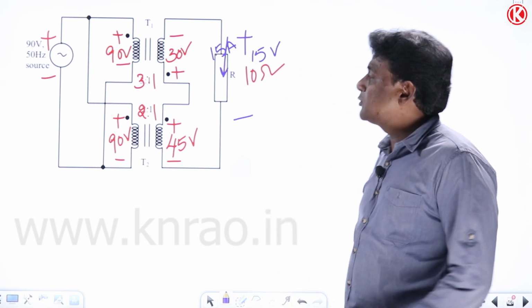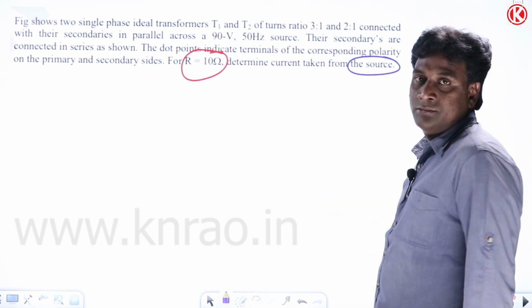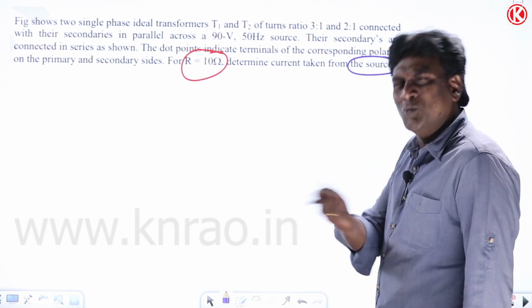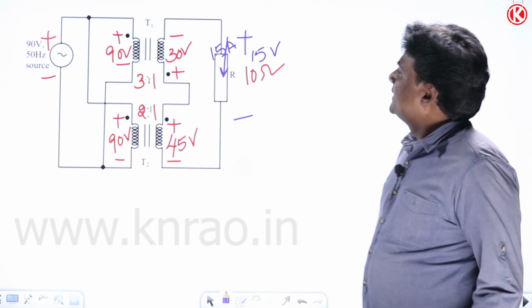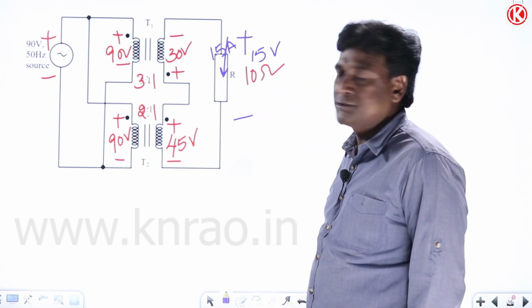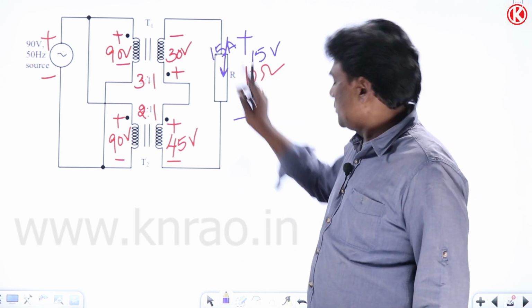Okay. Now, what was the question asked? Determine the current taken from the source. Okay. Means in shortcut also we can do it, because we know that. Otherwise, in detail also we can do it. Let us see. See here, if it is 1.5 amperes, 15 volts. Okay. So 15 by 10, 1.5. Thank God. 15 volts, 1.5 amperes.